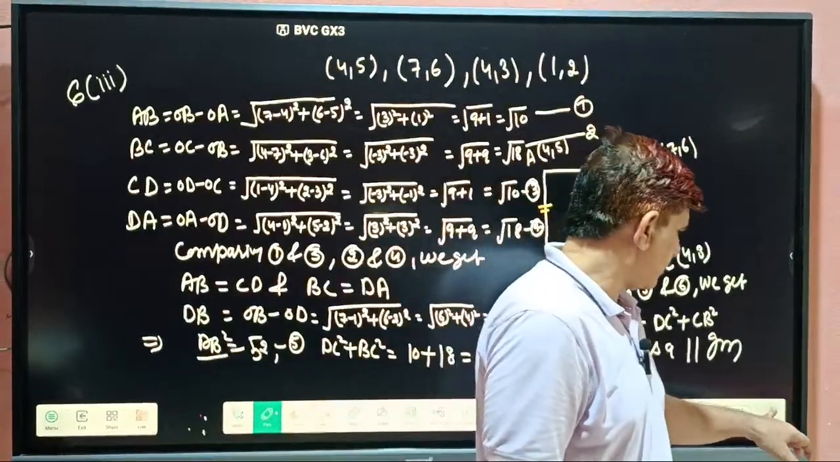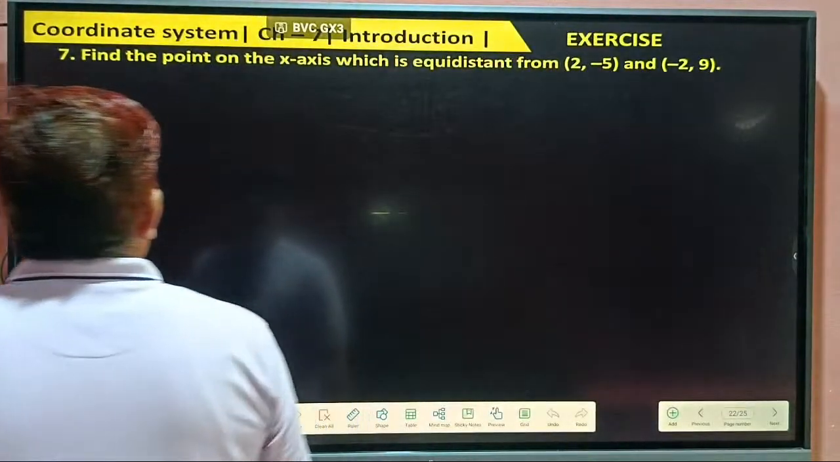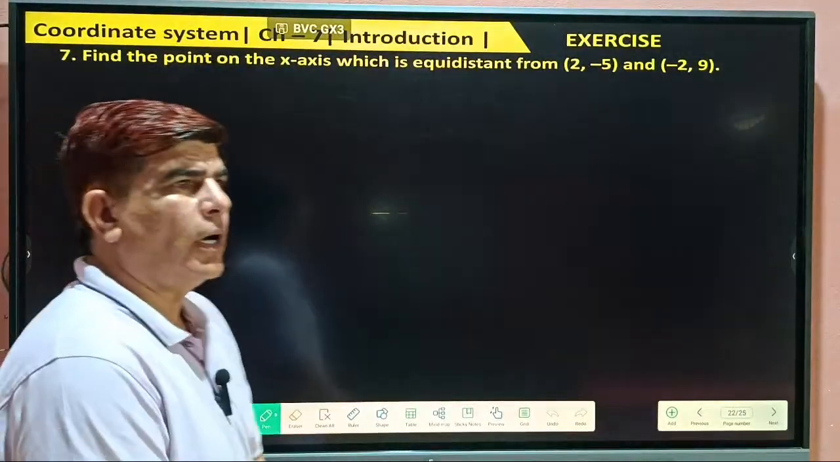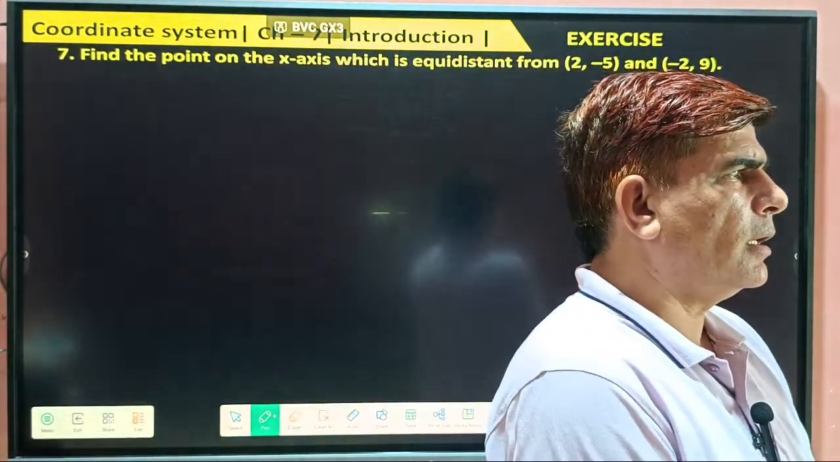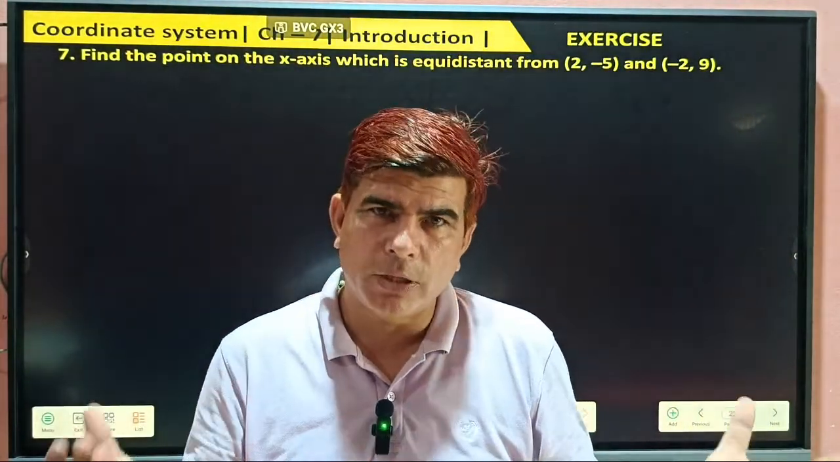Now which part can we start? Next question. What is the next question? Find the point on the x-axis. What's its meaning? Its meaning is y is 0.